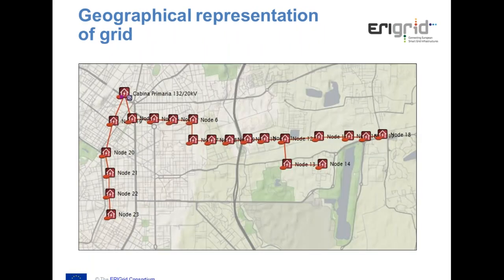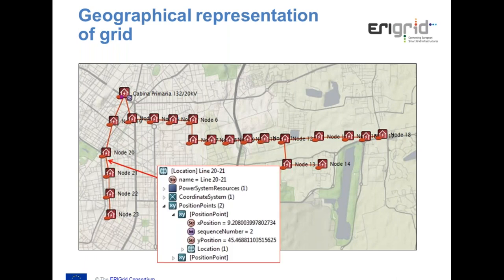Also, CIM supports geographical representation, so this is a similar concept to the previous. You can also draw a network like in a GIS system, and have it represented using CIM automatically. They are just a different kind of CIM objects, like shown here.